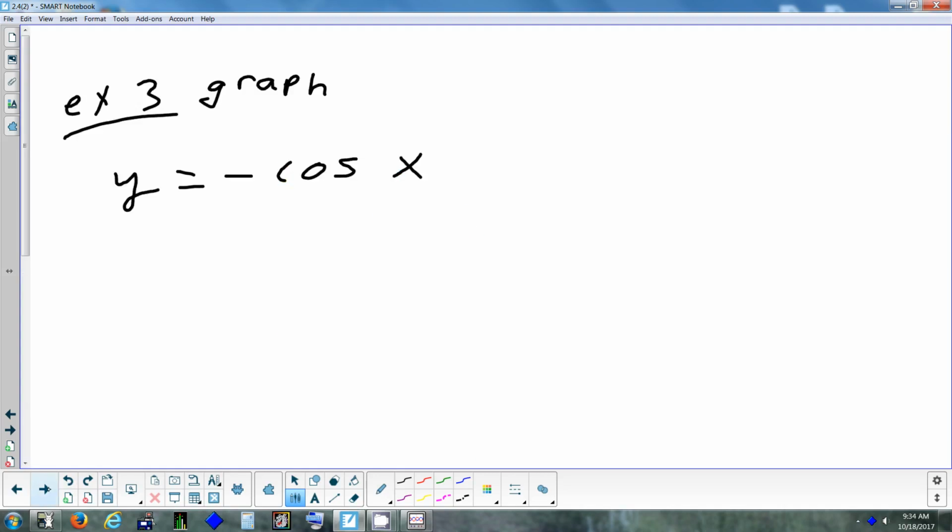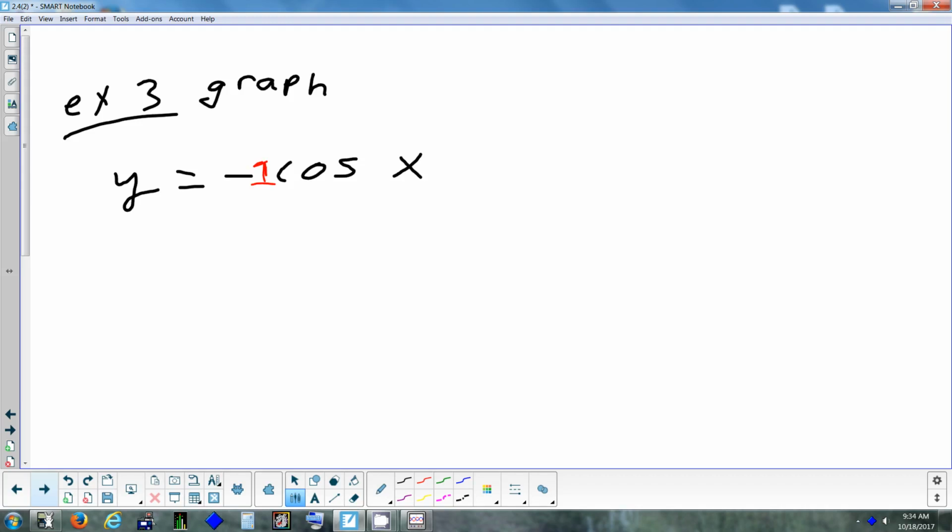Let's try one more. Okay, negative cosine x. What's the amplitude on that graph? Right? 1. 1. So technically this isn't an amplitude change, but we are multiplying by a number in front. That's why it falls into the category. What number is really in front even though we don't see it? Yeah, or in this case a negative 1.